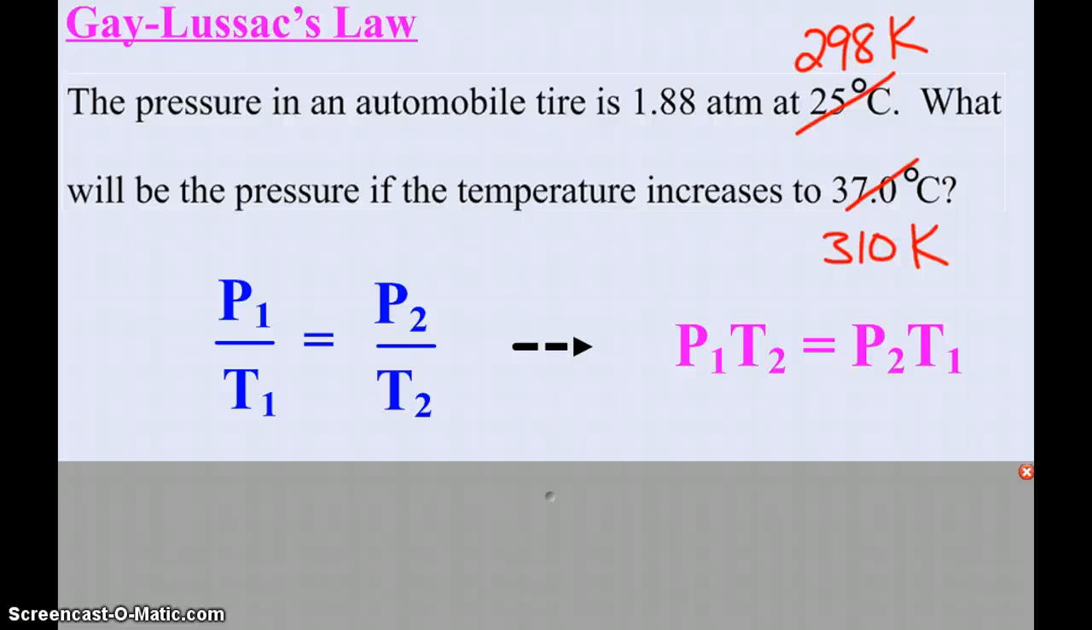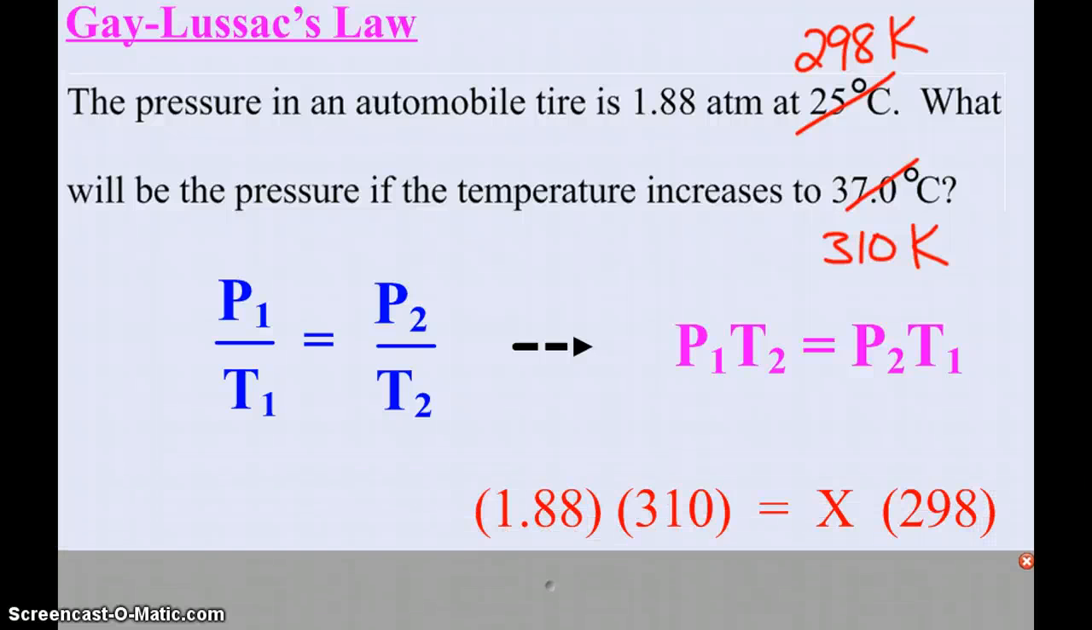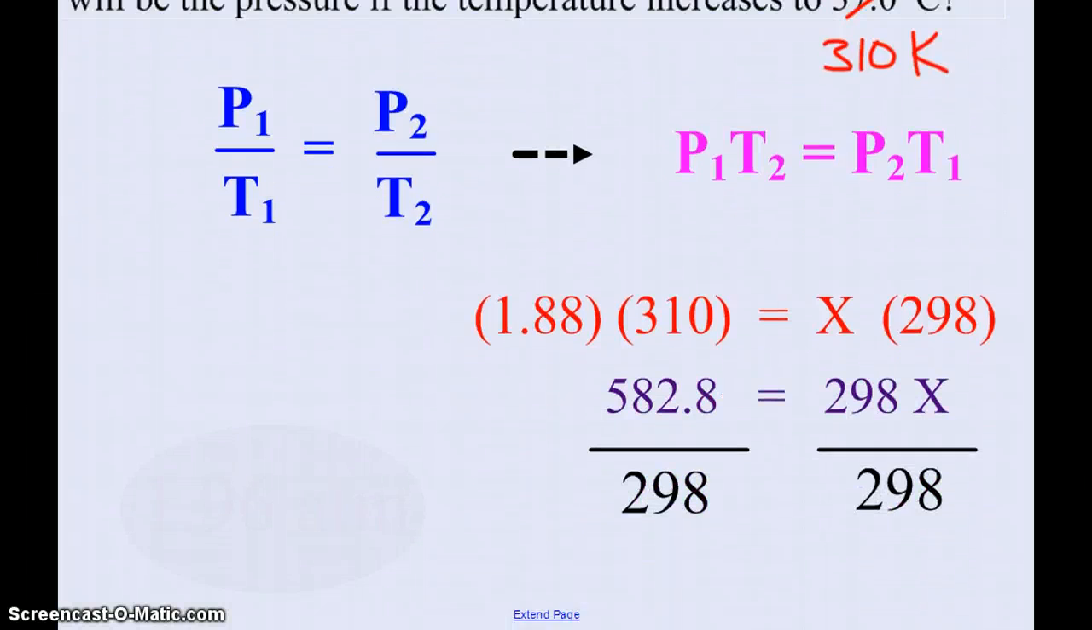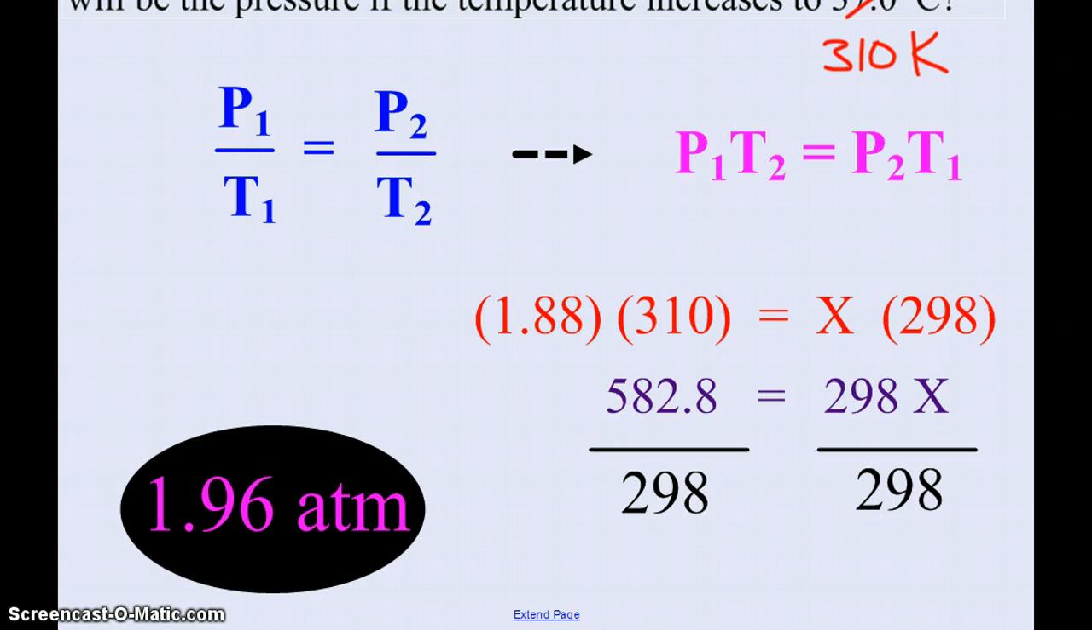Here's my automobile tire. It's at an initial pressure of 1.88 atmospheres. The temperature goes up to 310. The new pressure is what I'm looking for. The starting temperature was 298. Use your brain. The temperature is going up, the pressure should go up. So I'm looking for an answer bigger than 1.88. Chug away, multiply, divide, check sig figs, and there you have it, 1.96 atmospheres.